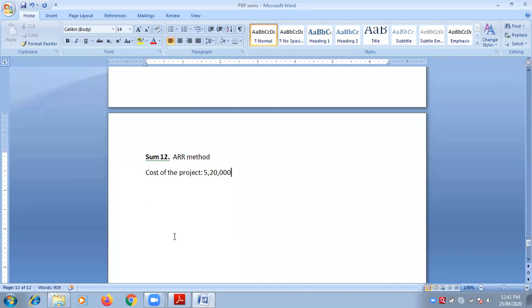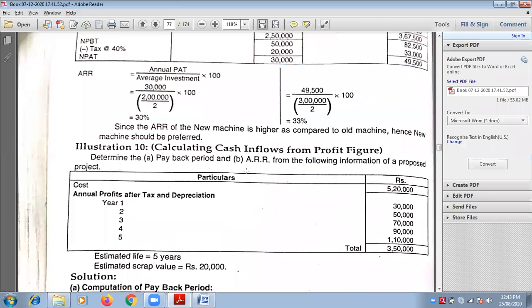So while doing ARR method, we need net profit after tax, which is already available in the question. No need to filter it or refine it. Already depreciation is deducted, tax is deducted, and we are given a ready-made answer, net profit after tax. Annual profits after tax and depreciation means depreciation is also deducted, tax is also deducted. This is what we need for ARR.